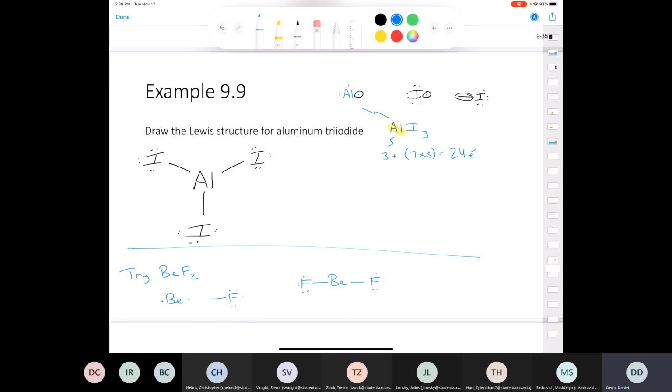Give me a thumbs up if you got that one correct. Beryllium fluoride, BeF2. All right. Well, let's give another one a shot here.